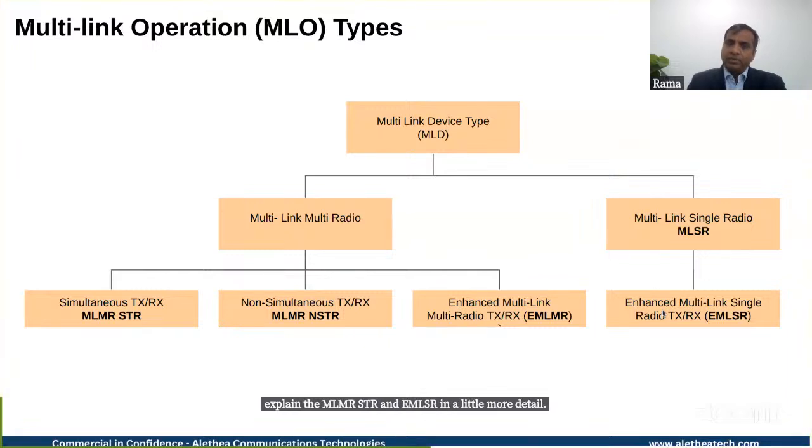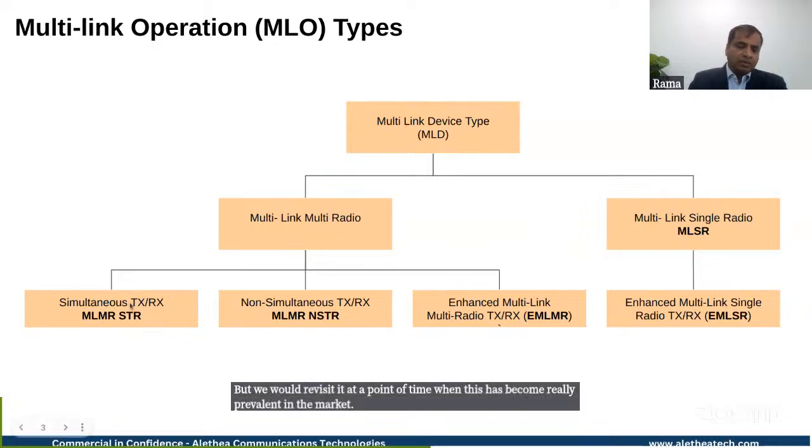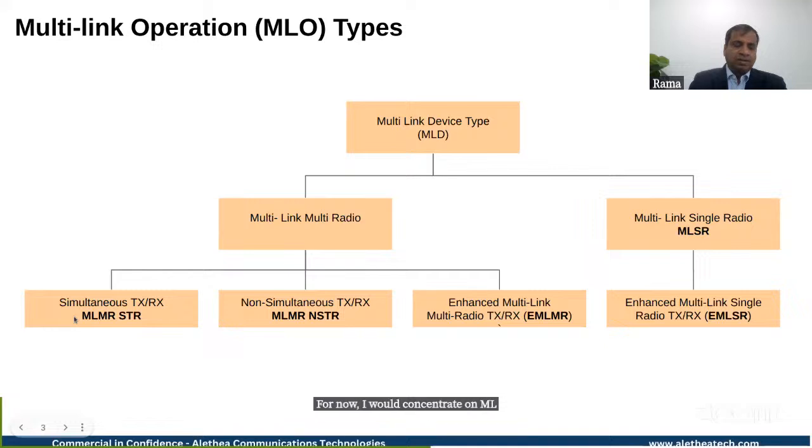I would just like to leave a word on the type of devices currently in the market. Most of the access points do support MLMR, STR, and EMLSR, and probably EMLMR as well. And everybody supports MLSR. We don't have real client devices with MLMR and STR, but it does not preclude that it won't happen in future. But we would revisit it at a point of time when this has become really prevalent in the market. For now, I would concentrate on MLMR, STR, or STR for short, and the EMLSR device types.